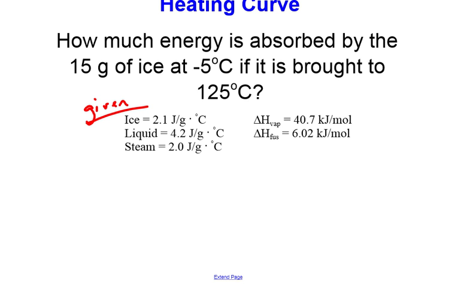How much energy is absorbed by 15 grams of ice at negative 5? This is our last problem of the day. If it is brought to 125 degrees. Okay? All this stuff, again, don't write it right now, and you can always watch it later unless you really, really want to write it. This is a heating curve. Why? Because I'm going from ice and I'm going to 125 degrees. Personally, for me, I think it is very wise to draw a dummy graph.